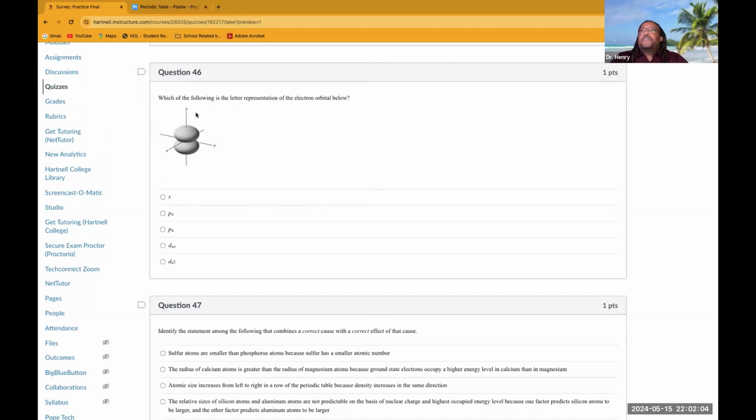Okay, so which of the following is the letter representation of the electron orbital below? PZ. Okay. Do you guys all agree? Agree. That is correct, because it's on the z-axis, so it's the Pz. Looks like a yeast cell.